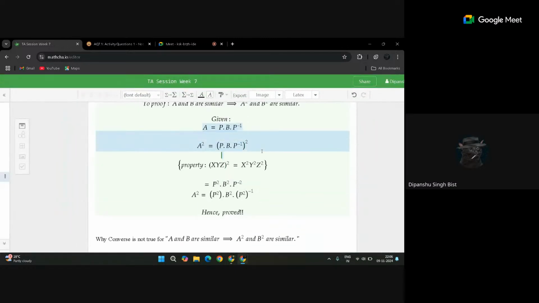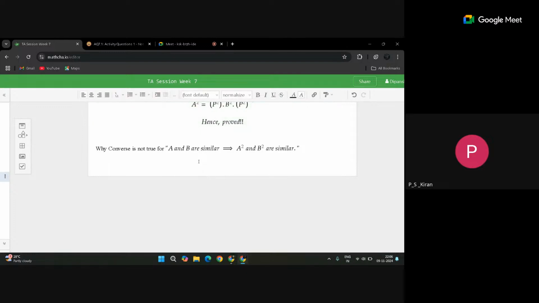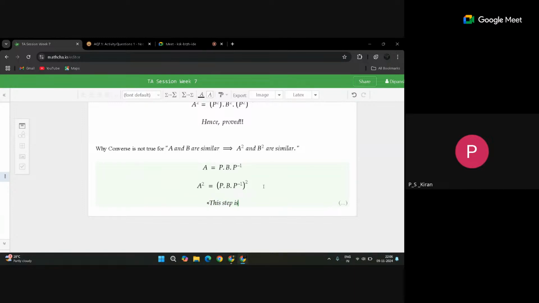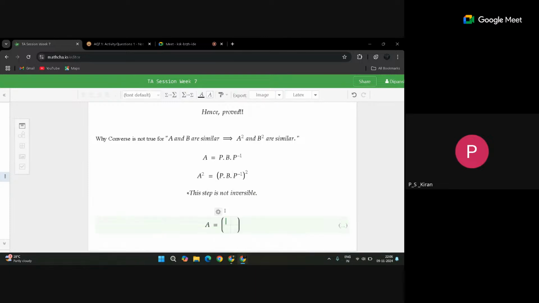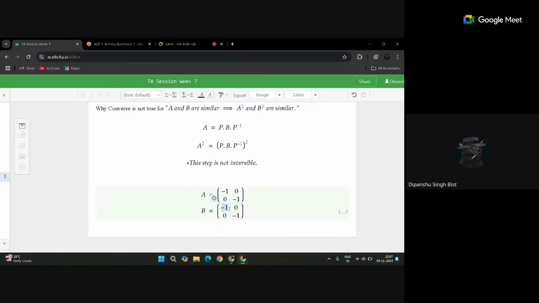Sir, you can take the example A is equal to 1, 0, 0, minus 1 and B is equal to minus 1, 0, 0, 1. A is equal to minus 1, 0, 0, minus 1, and B is equal to 0, 1. Yeah, good example, sir. Give me a second, please. We got one example actually.